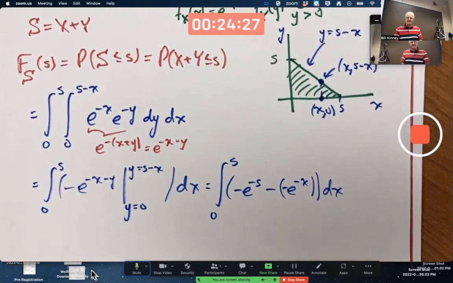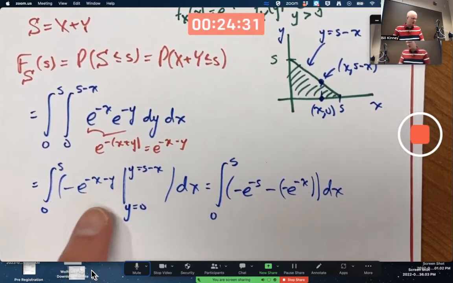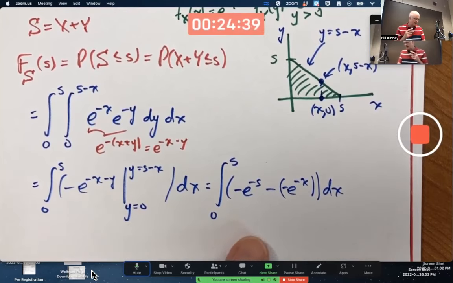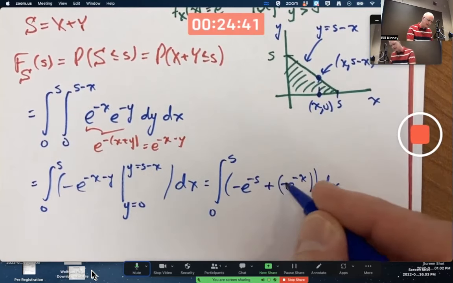I think that's right. Try checking it. Double check. Well, plug in y equals s minus x there. The x's do cancel because of the minus sign going through. Negative s. Yep. Okay. Plug in y equals 0. Yeah, I think this is right. Here, the two minuses make a plus.